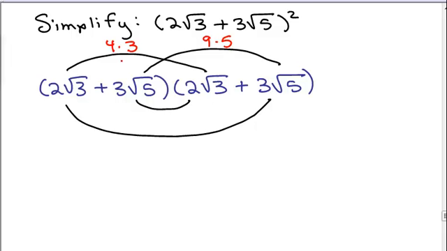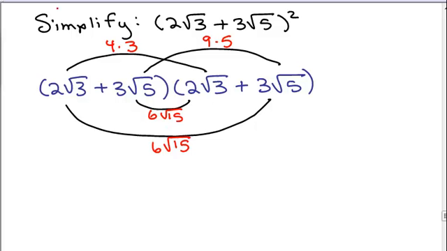But notice that'll be your first term and your last term. Those are going to be the rational parts. You're going to end up adding 12 plus 45. Okay? Now, what about this inner term? You have 3 times 2, which is 6, and then square root of 5 times square root of 3 is square root of 15. And then this outer term, 2 times 3 is 6, and square root of 3 times square root of 5 is also square root of 15. Remember, when you're squaring a binomial, the inner and outer term will be the same.